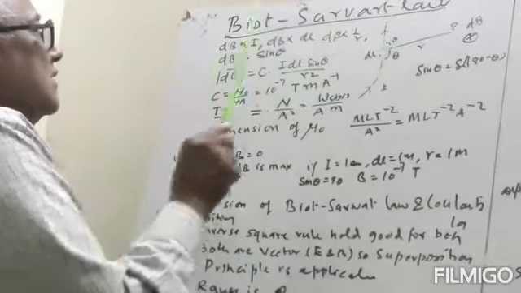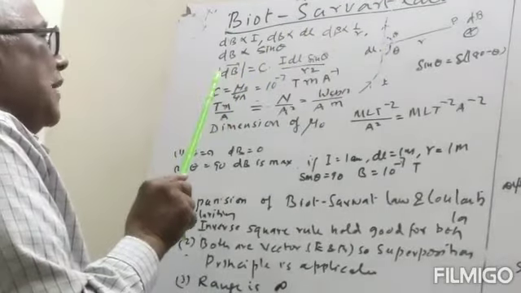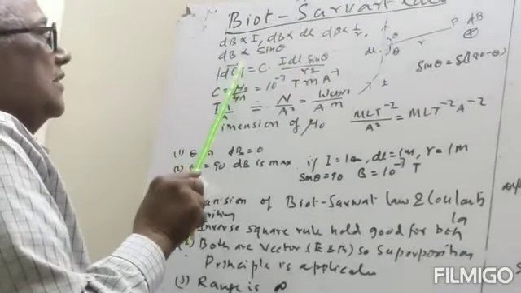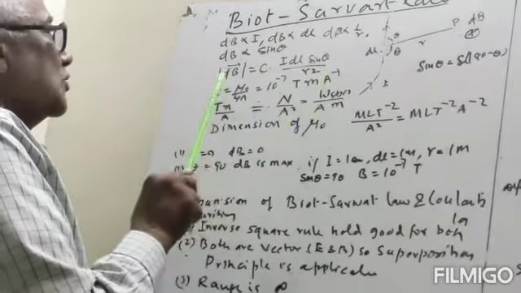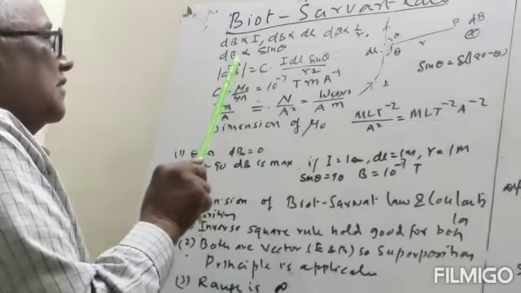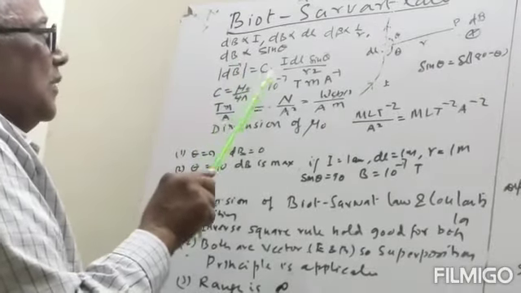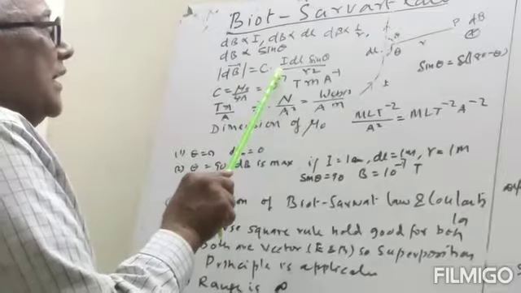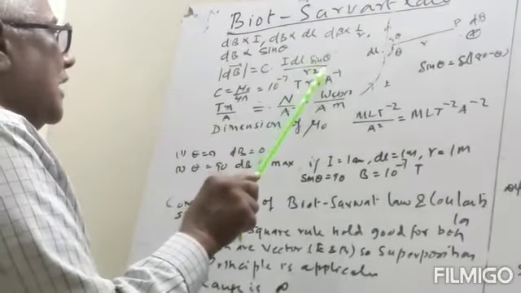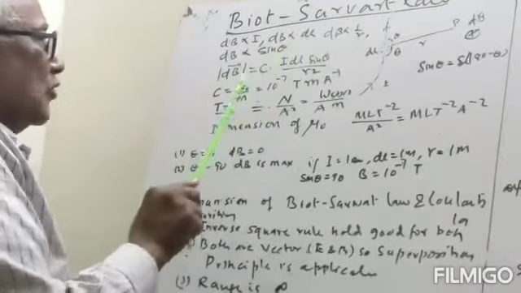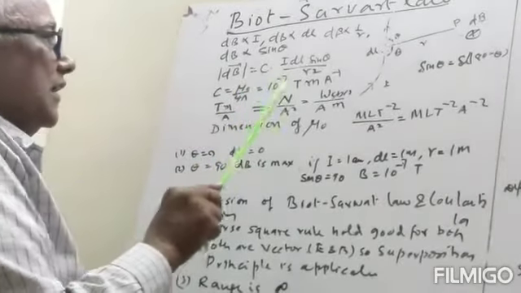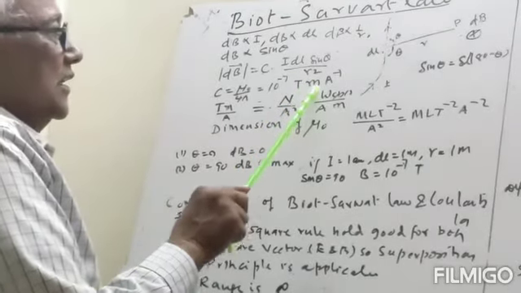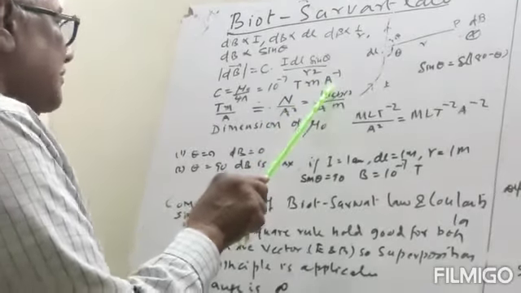If we combine all these factors, then the magnitude of dB will be some constant times I, proportional to dl, proportional to sin theta, and proportional to 1 by r square. So the magnitude of dB will be equal to C multiplied by I into dl into sin theta by r square. The proportionality constant C is equal to mu 0 by 4 pi, and its value is 10 raised to minus 7 tesla meter per ampere.